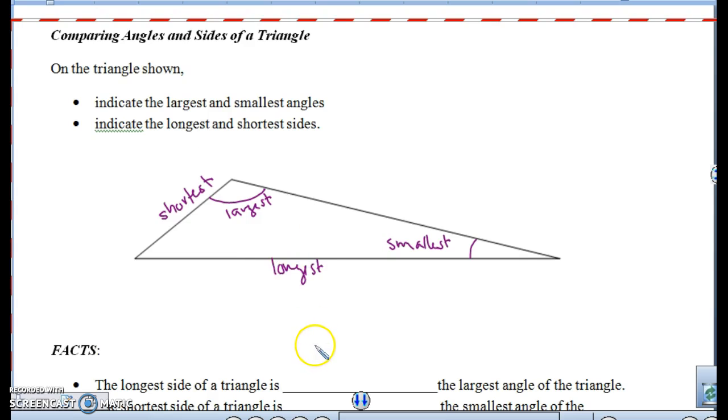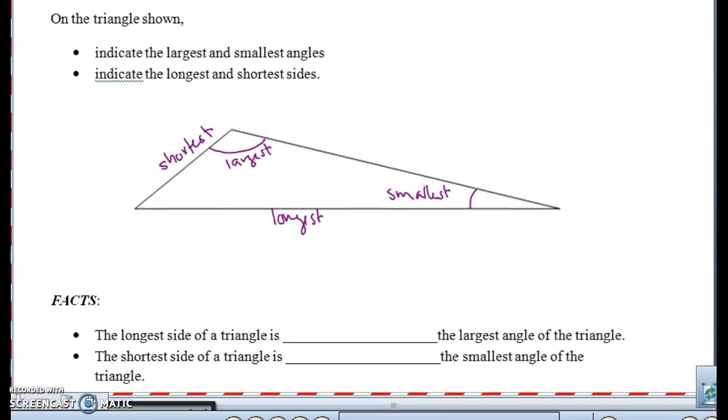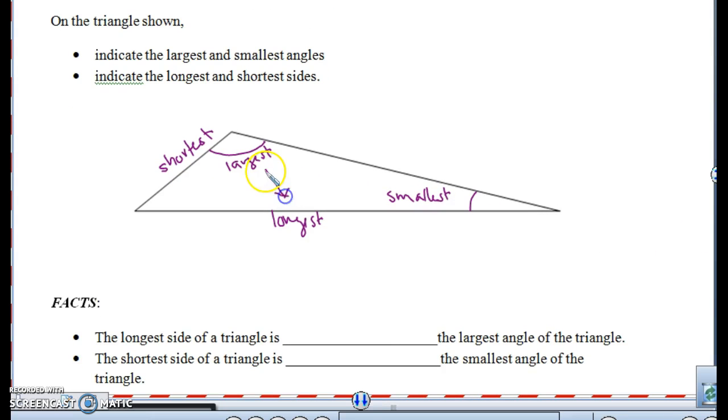Now, where do the angles and sides fall that relate to each other? The largest angle, largest side. Smallest angle, smallest side. Notice that they are across from each other. The longest side of a triangle is opposite the largest angle of the triangle, or across from. And the shortest side of a triangle is opposite the smallest angle of the triangle. So remember, in this case, opposite means across from.